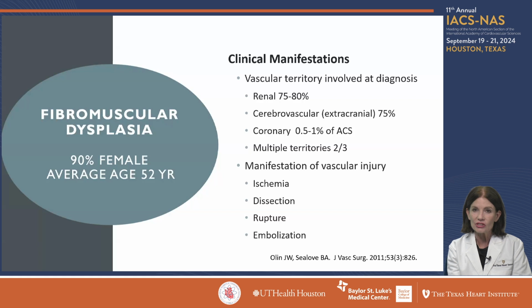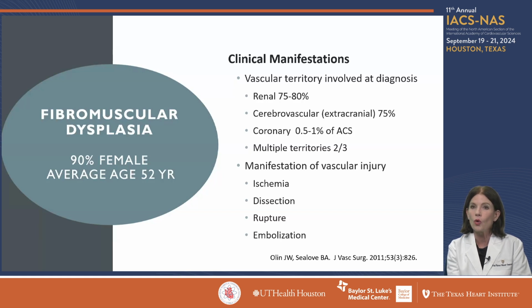The manifestations are clearly related to the vascular territory involved at diagnosis, and the most common vascular bed involved is the renal, with 75 to 80% of the patients diagnosed with renal abnormalities. Then next in line is extracranial cerebrovascular arteries. That includes the vertebrals less commonly than the internal carotids, and cumulatively, the extracranial cerebrovascular abnormalities are found in about 75% of patients. So clearly, multiple territories are common and are found in at least two-thirds.